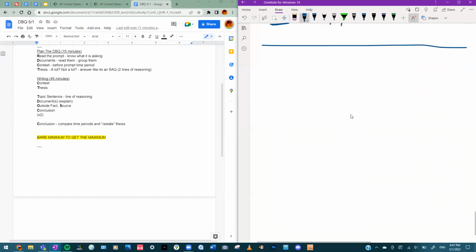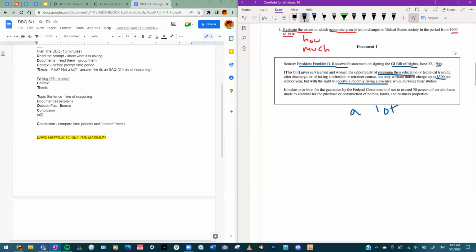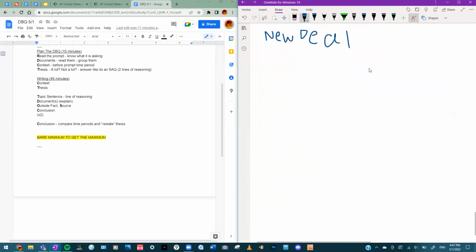Well, we could use the New Deal, because this helped America get out of the Great Depression. Originally I was thinking the transition to a wartime economy, but we cannot use that. And the reason why is because that falls in this time period. Remember, it has to be before. So we can use the New Deal as our context. So that's simple enough. I'll just say context, or wow, that's kind of confusing. I'll just say con.